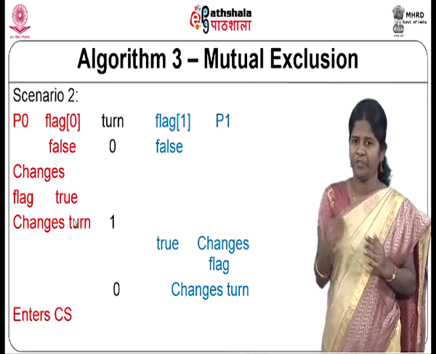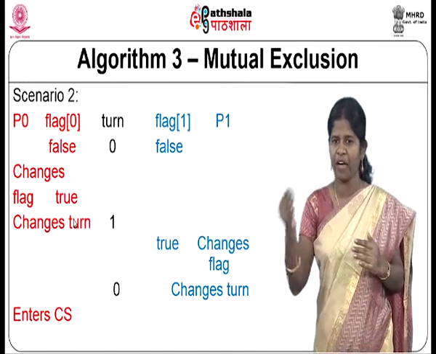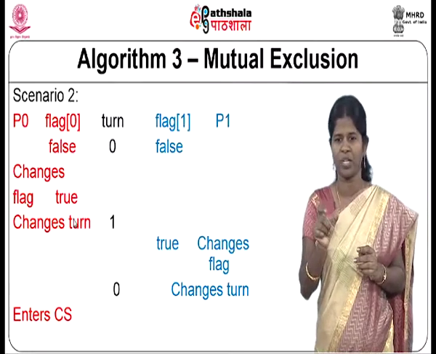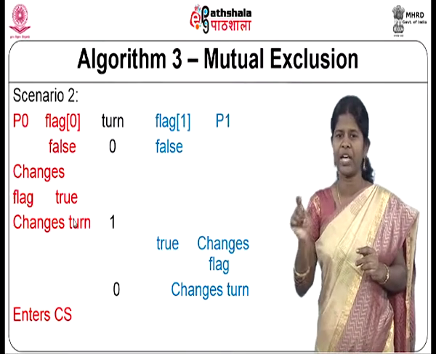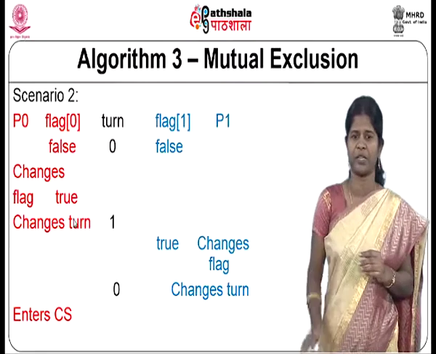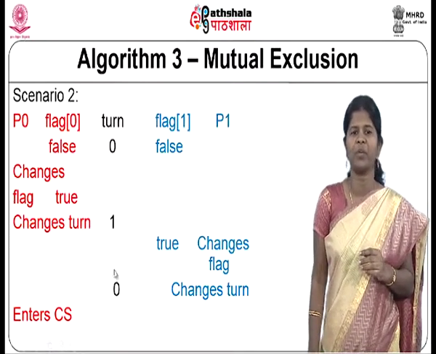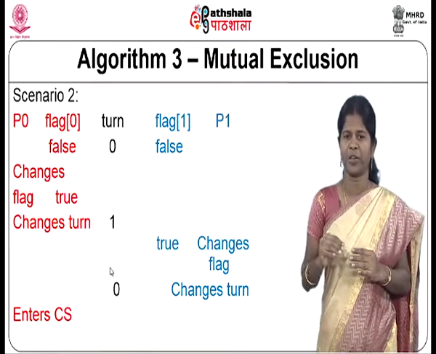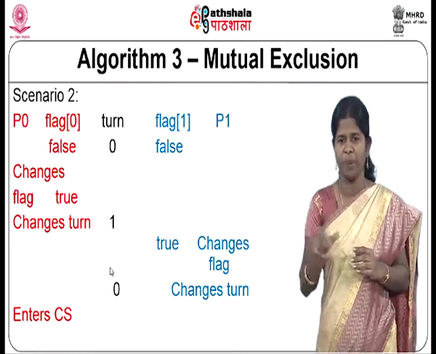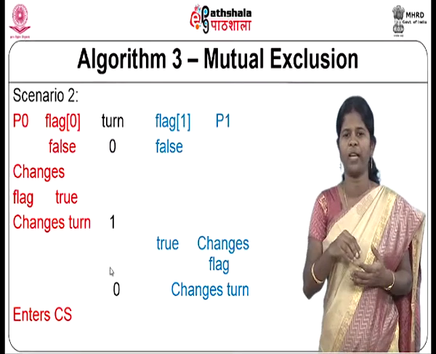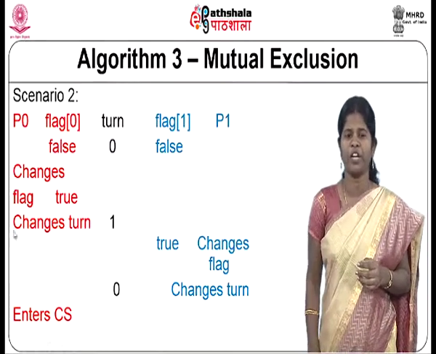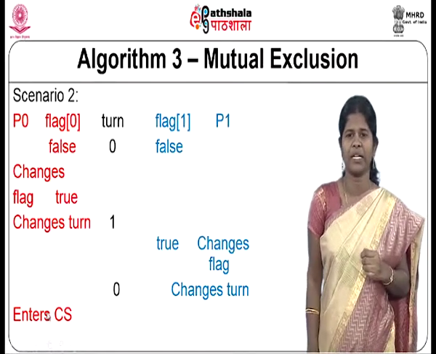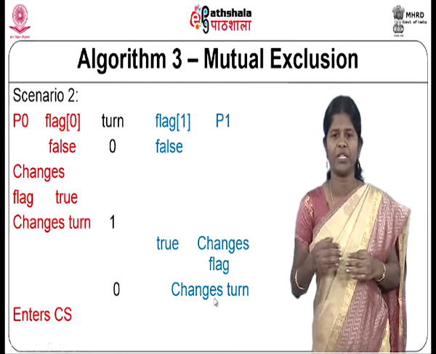So, P0 finds that the flag of the other process is true. So, the first part in that while condition is true. The second part is checking if turn is equal to the other process's turn. But turn here is now equal to 0. So, turn is not equal to the other process's turn. So, the condition within the while loop becomes false for P0, and P0 can enter critical section.